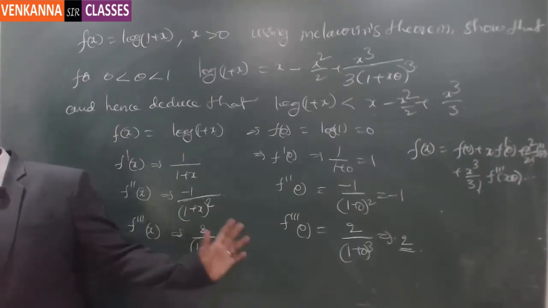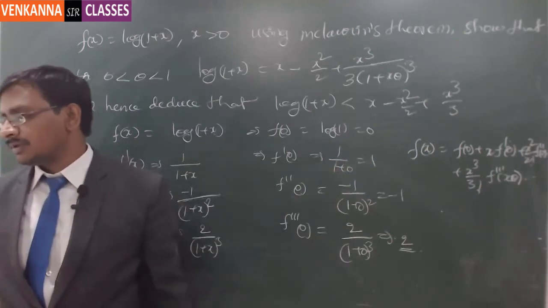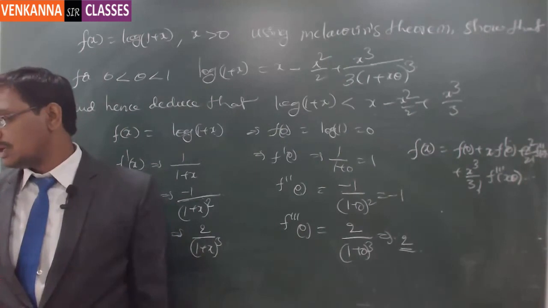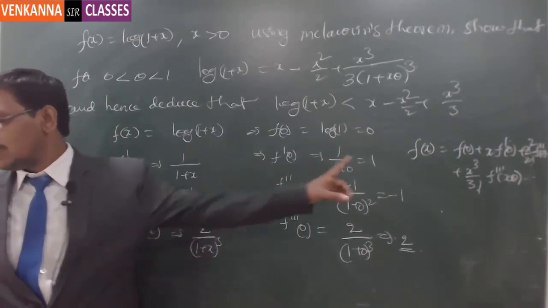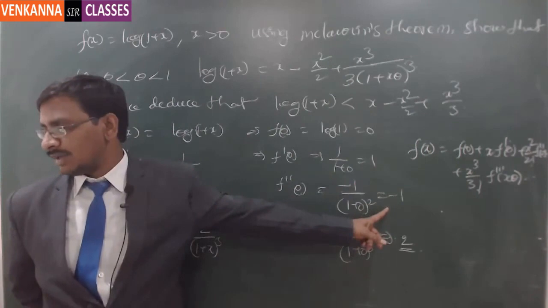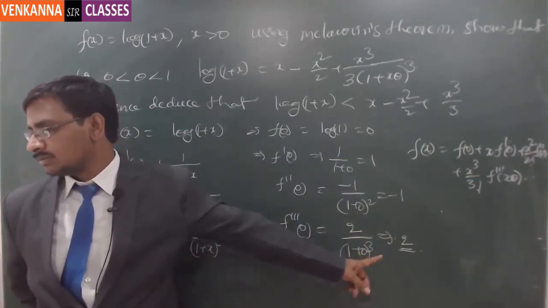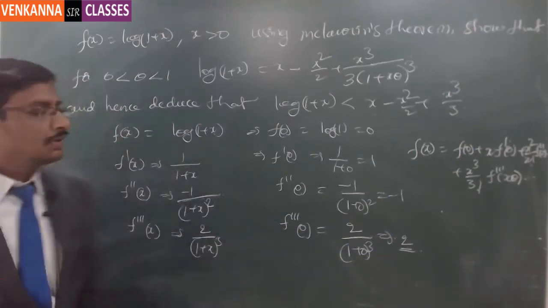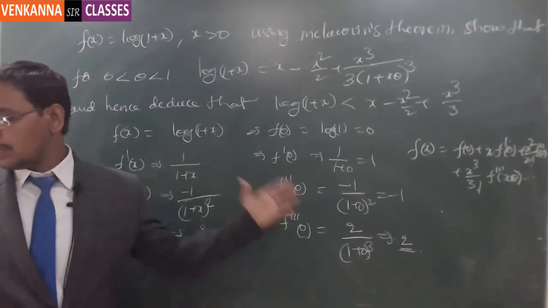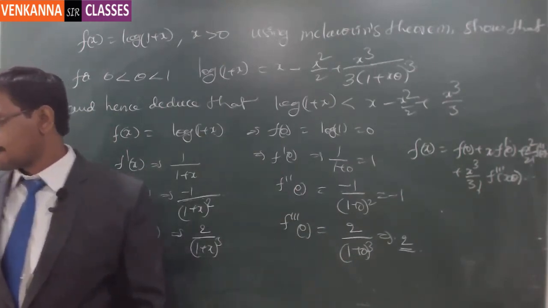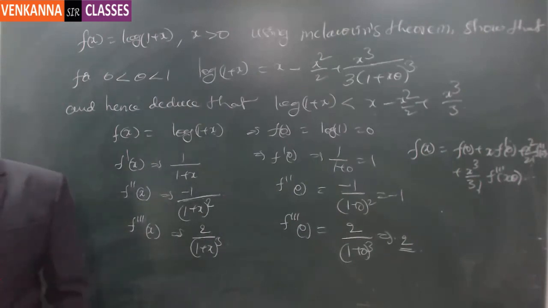Now correspondingly replace these values there. Got it? So f of 0 is anyway 0, and then x into f dash of 0 is 1, and f double dash of 0 is minus 1, and f triple dash is 2, right? So here if you expand it, I hope you noted down. Can I erase this? Is it noted?